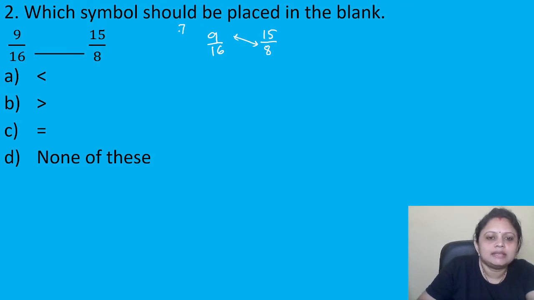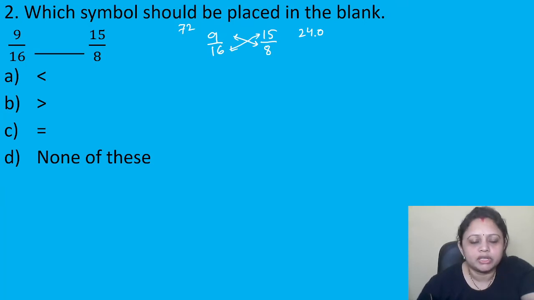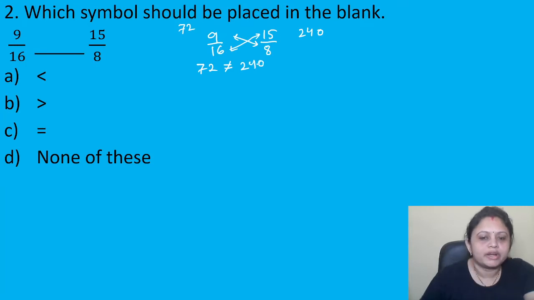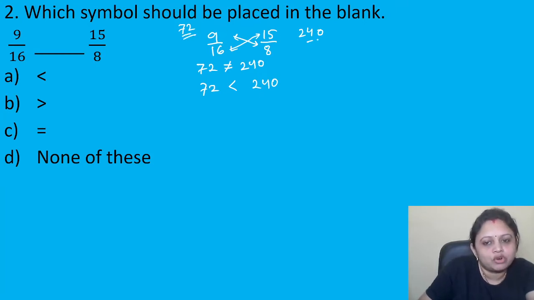9 into 8 is 72, and 16 into 15 is 240. So we can say that 72 is not equal to 240, right? That's why they are not equal. And if we compare, 72 is less than 240. So 72 is here, 240 is here. So clearly the first number is less than the second number.